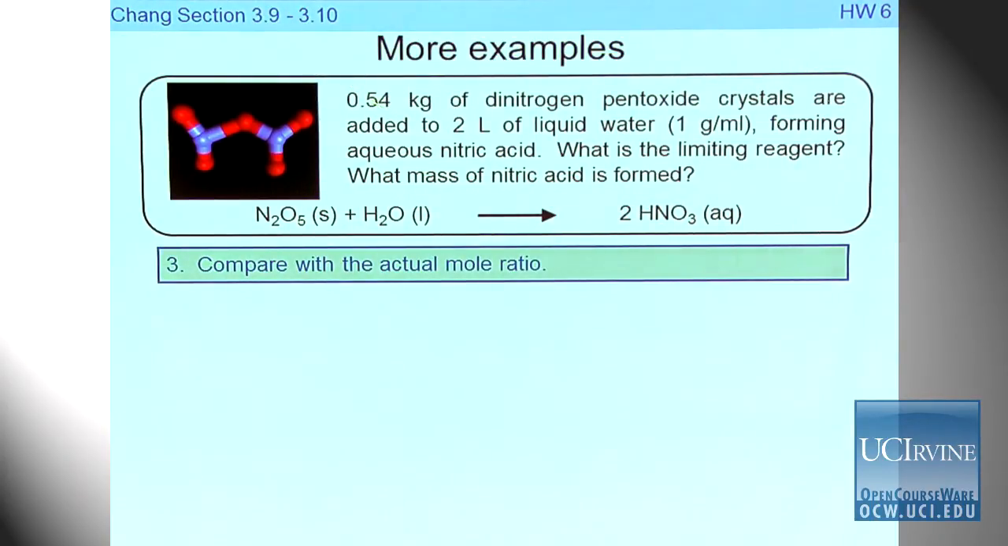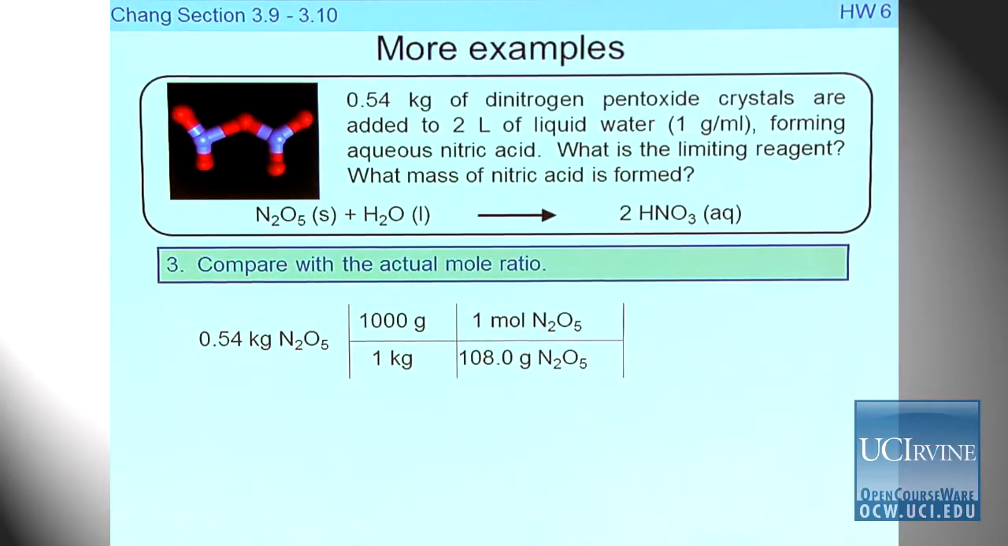Okay, so I'm going to take this. This is 540 grams, and I'm going to divide that by the molar mass. So converting kilograms to grams, 1,000 grams over kilogram. Then divide by the molar mass, 108 for dinitrogen pentoxide. And I find the number of moles, which happens to be 5.0. It's a nice number.